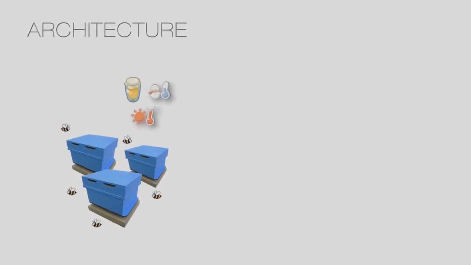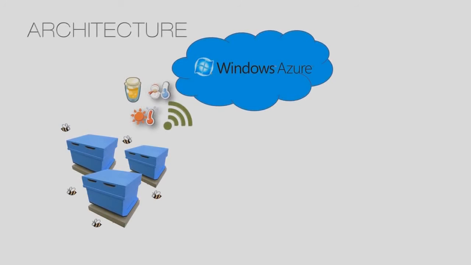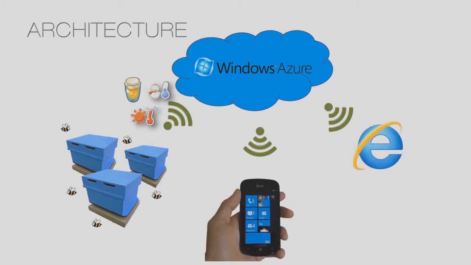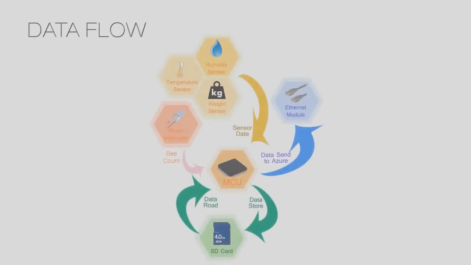The Let It Be device that is installed in a hive gathers information from sensors. These data are sent to Azure. After that, Azure analyzes them. Through the Windows Phone 7 application and web browser, users can use the Let It Be service. Next, let me show how the Let It Be device works.